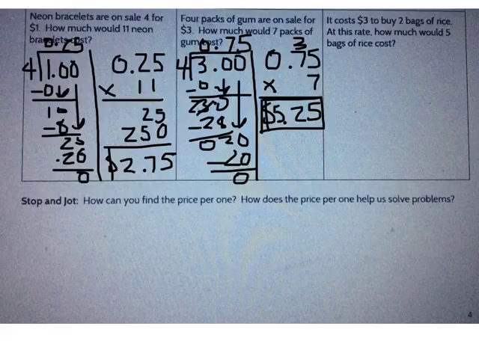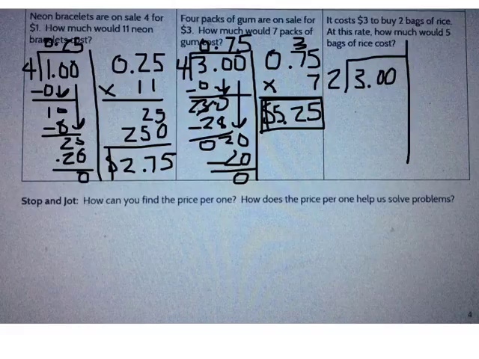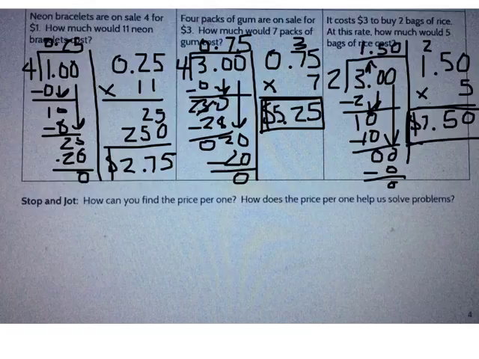It costs $3 to buy 2 bags of rice. At this rate, how much would 5 bags of rice cost? Divide to find the price of 1 bag, then multiply to find the price of 5 bags. 5 bags of rice would cost $7.50. Each bag costs $1.50. So now think about all of the things that you've learned and answer this question.